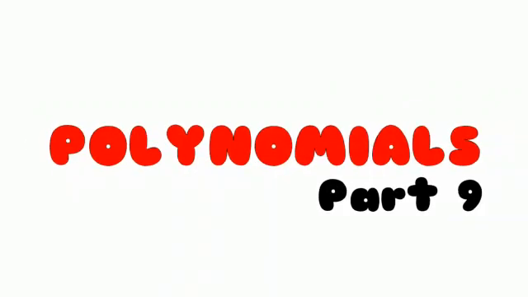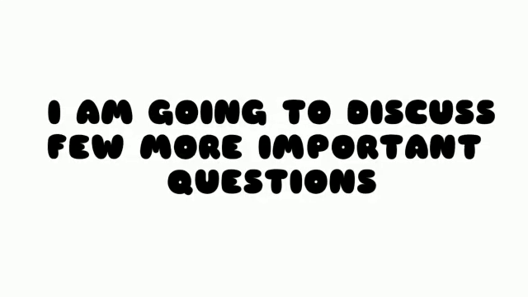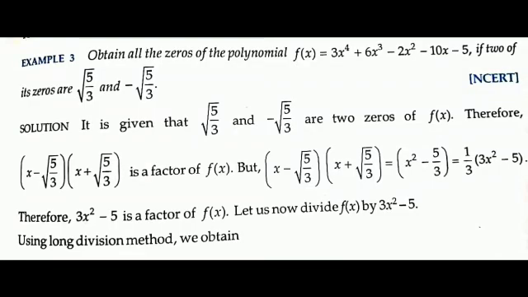This is the ninth video from the unit polynomials, and here in this video I am going to discuss a few more important questions. And the very first one is: obtain all the zeros of the polynomial f(x) is equal to 3x raised to the power 4 plus 6x cube minus 2x square minus 10x minus 5, if two of its zeros are root under 5 by 3 and minus root under 5 by 3.